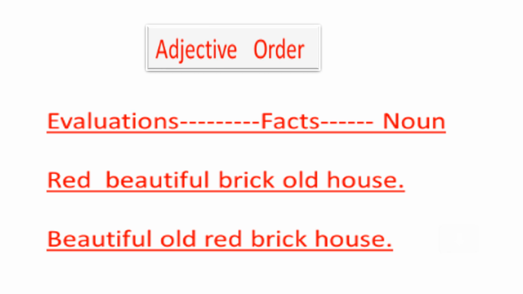The main rule is that the noun always comes at the end of the sentence, and then moving backwards, you have to tell the facts of the noun, and then you have to evaluate the noun. For example, let me describe a house. Red, beautiful, brick, old house. Does it sound good? No, not so good. So let's see how it can sound good.